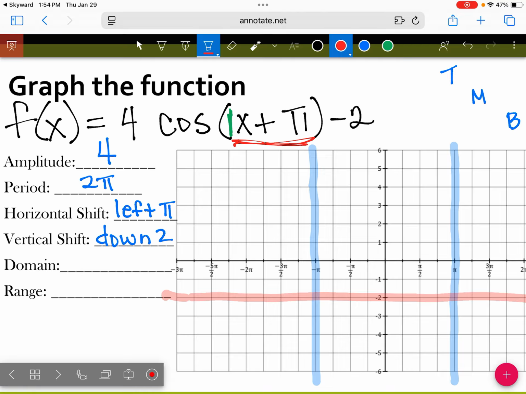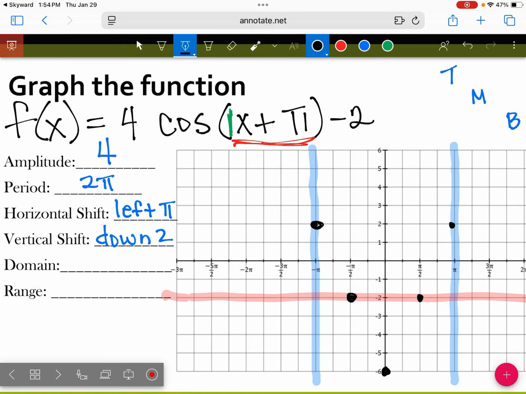Now, whenever your period is 2 pi, we hop twice. So I'm going to start here at 2. I'm going to hop twice and go to the middle, right on my pink line, because the pink line is my middle. And then I'm going to hop twice and go down to the bottom. So I'm going to go down 4: 1, 2, 3, 4. I'm at negative 6. Then I'm going to go back to the middle. I end at the top.